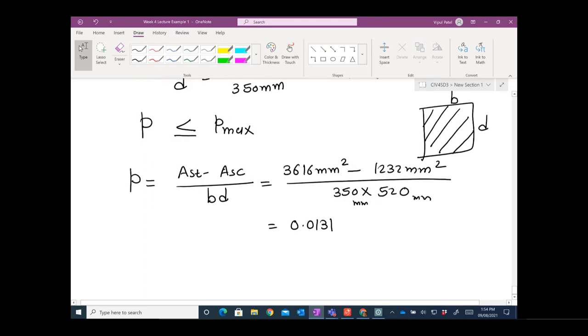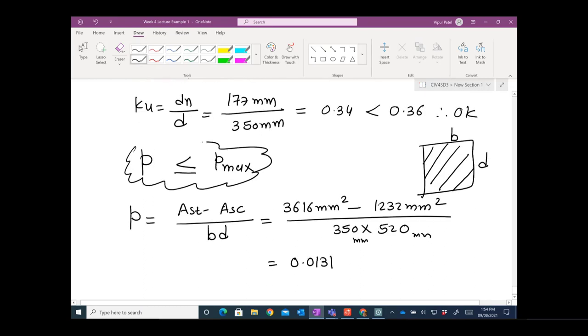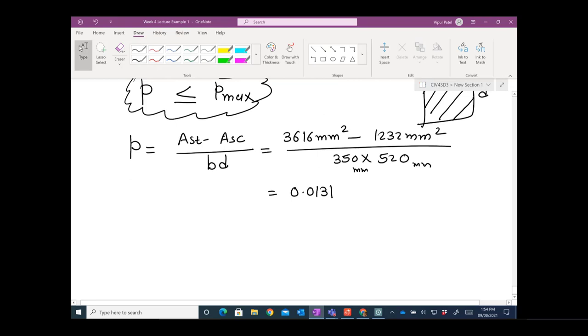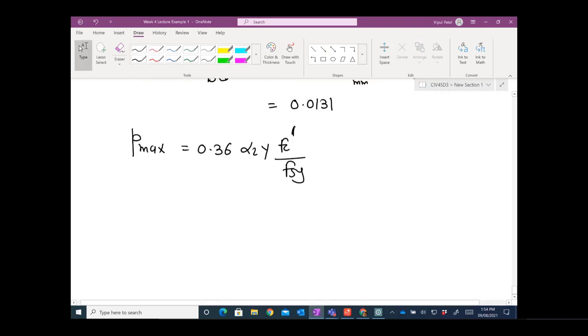Now, we need to check for these conditions. We make sure that we follow this one. Now, this equation is not given in the standard, I believe. Let me check if it is given. No, it's not given in the standard. It's based on this Ku value, that alpha 2 gamma fc dash. If you like, you can put it in your cheat sheet, that this equation is not given in the standard.